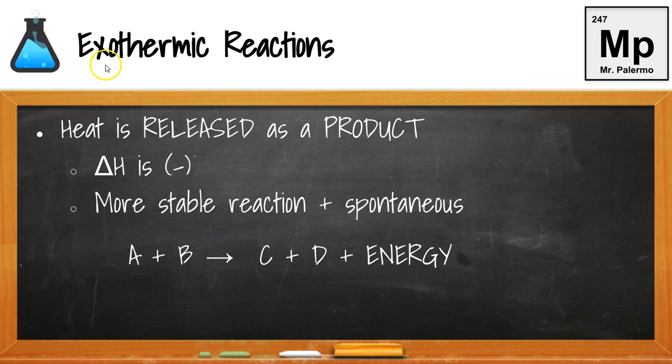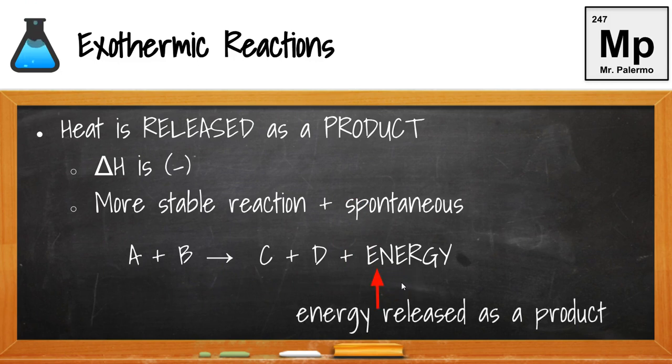Exothermic reactions: exo meaning exit, therm meaning heat. Heat is being released, or exiting. It's being released as a product. So overall, it's giving off more heat than it needs to take in, and so the delta H has a minus sign. Because exothermic reactions give off energy, they're more stable. They're also spontaneous, which means these reactions happen essentially on their own and happen more often in nature. On a reaction, we see that energy is now on the product side, being released as a product. This would actually feel hot if you felt this reaction.